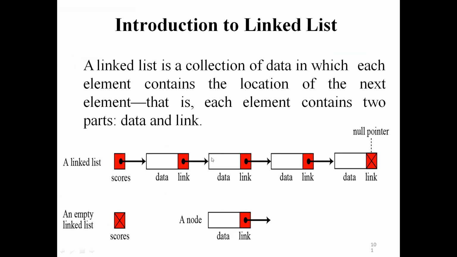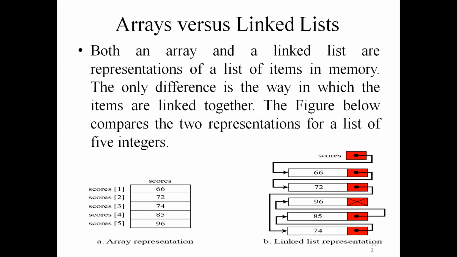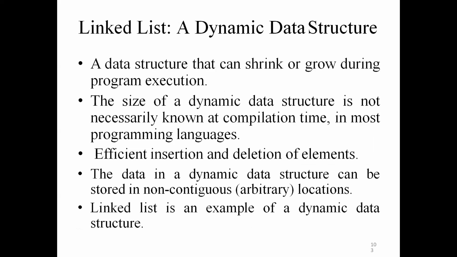There is a connection between two nodes. Here a node consists of what? A data part and the link part. The link part is nothing but the address of another node. I'll just go through the slides. We have seen the difference between array and linked list, and why we call the linked list a dynamic data structure.